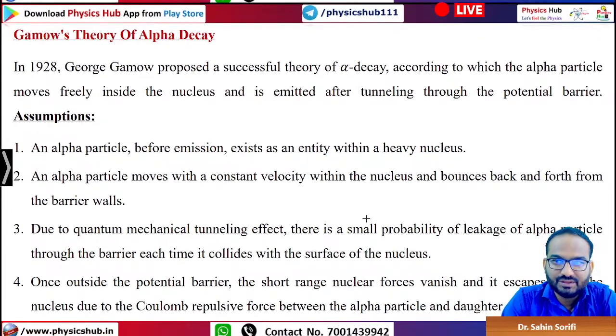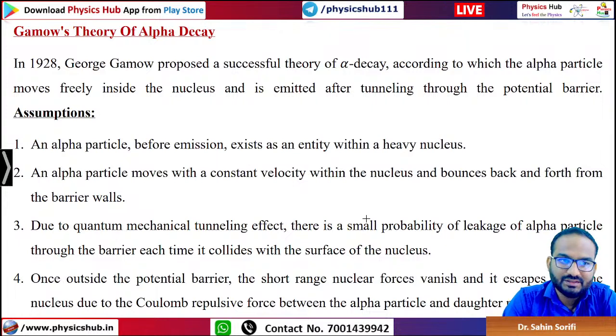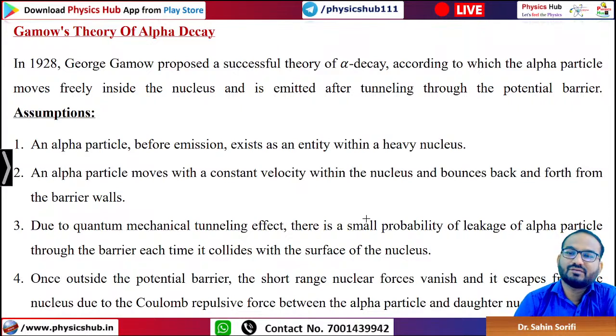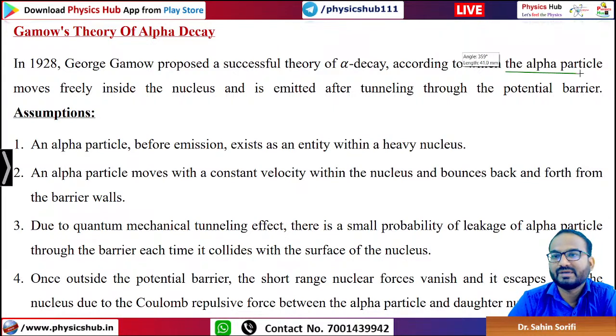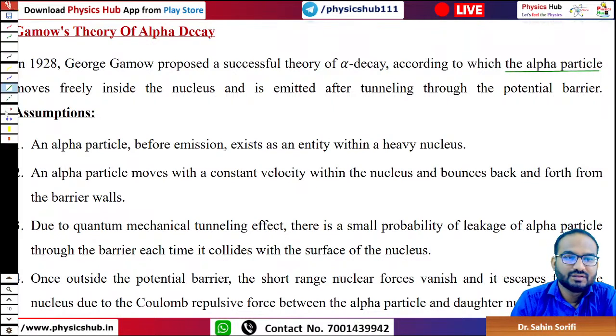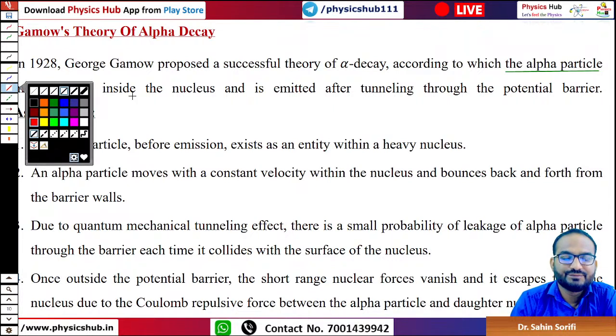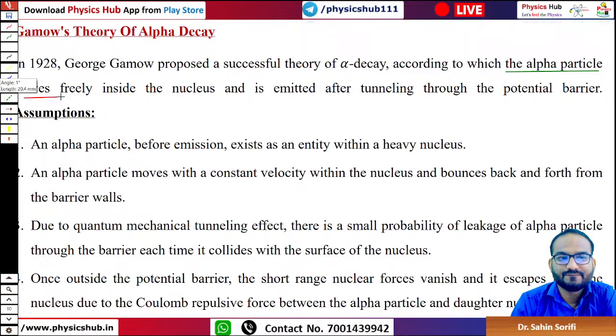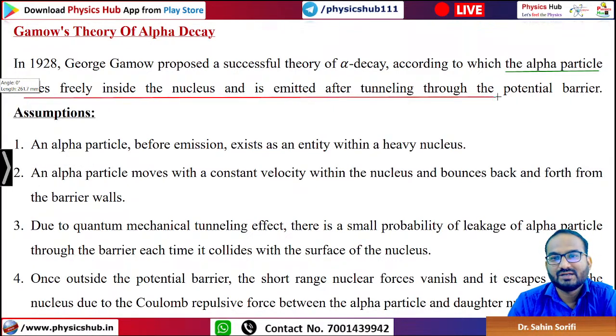Gamow's theory of alpha decay. In 1928, George Gamow proposed a successful theory of alpha decay, according to which the alpha particles move freely inside the nucleus, and an alpha particle is emitted after tunneling through the potential barrier. Simple thing.